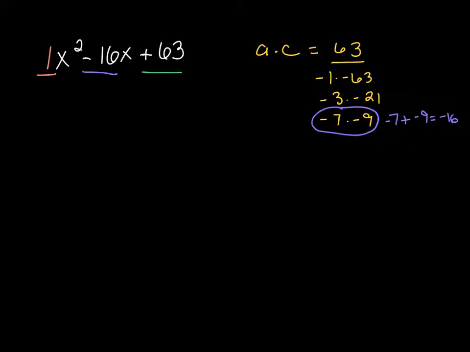So what we're going to do now is copy our problem, except for the middle term we're going to change to minus 7x minus 9x, because those are the two factors that multiplied to equal 63, but add to equal negative 16. Now that we did that, we can start grouping in order to solve this. So we put these two in groups, these two. Notice the negative goes inside the group, and then we put a plus sign in between them.